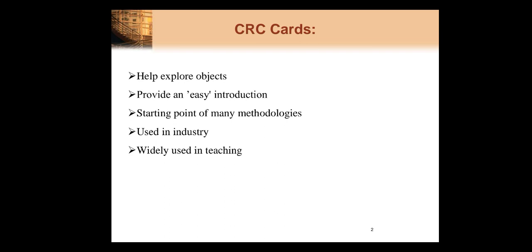Now this is the starting point of many methodologies when you want to develop any system. In that case, first you have to gather the requirements from the customer. Once you have gathered the requirements, the next thing you have to do is develop the structure of the system. And how will you develop the structure of the system? With the help of a class diagram. For that you need to identify the different classes of your system, and this CRC card provides an easy introduction to the classes, which helps us to explore our objects.